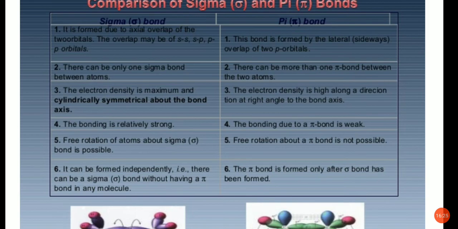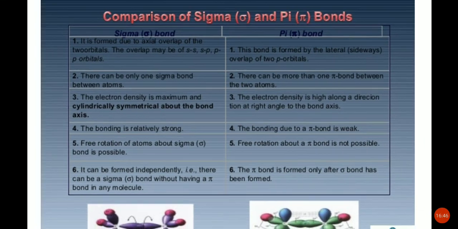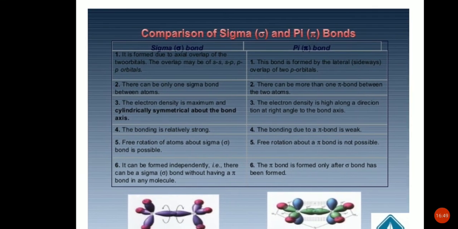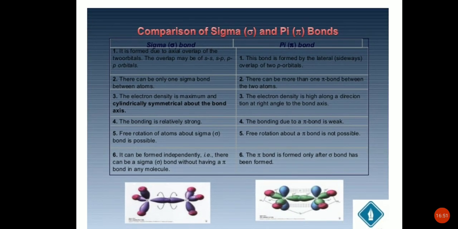The sixth and last point: a sigma bond can be formed independently. That is, there can be a sigma bond without any pi bond. The pi bond is formed only after the formation of a sigma bond. So these are the differences between sigma bond and pi bond.